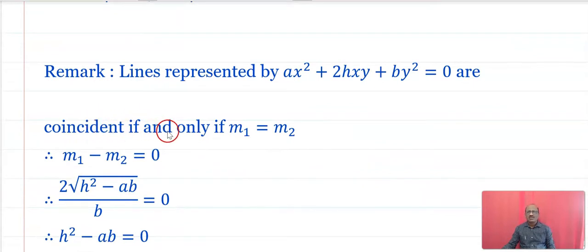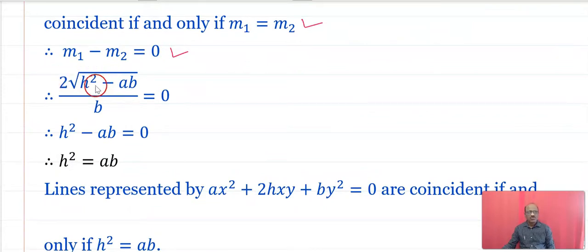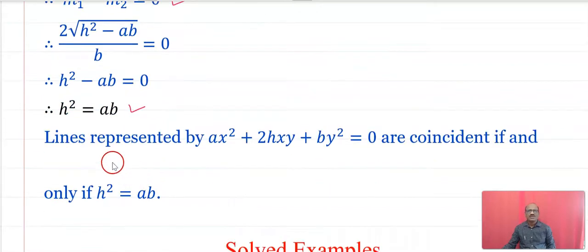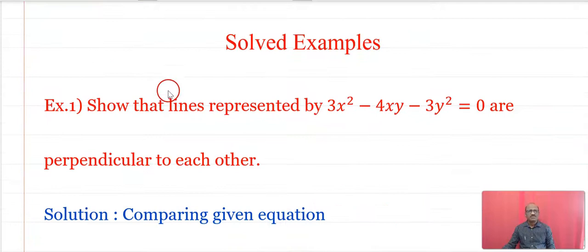If the lines are coincident, if and only if m1 = m2, it means that m1 − m2 = 0. That is, 2√(h² − ab)/b = 0. If you simplify this, then you will get h² − ab = 0, that is h² = ab. Therefore, the lines represented by ax² + 2hxy + by² = 0 are coincident if and only if h² = ab.